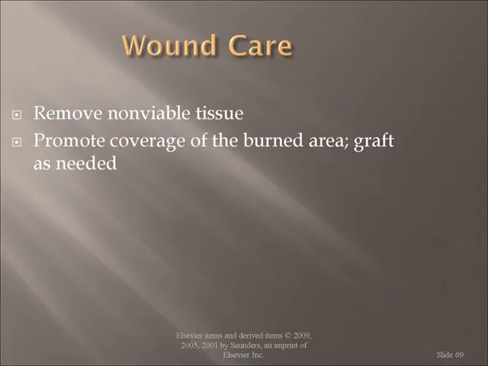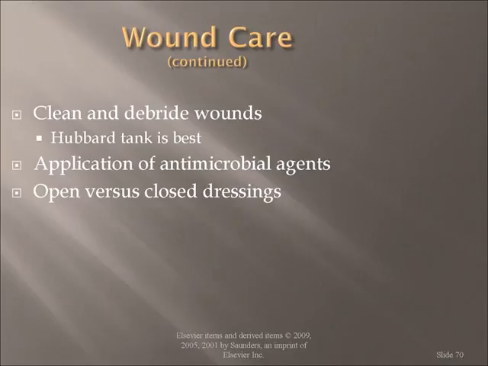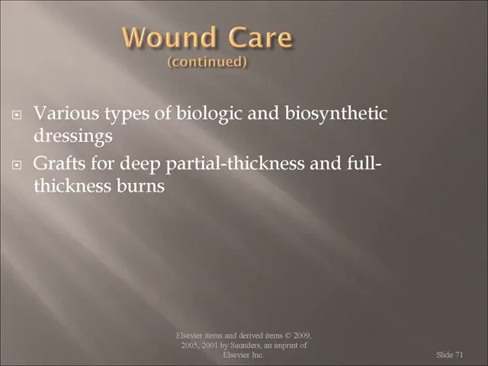So, wound care in burn patients: you're going to be removing non-viable tissue. This will help promote coverage of the burned area, and then skin grafts will be used as needed. When you're cleaning and debriding wounds, a Hubbard tank is the best way to do so. You're going to apply antimicrobial agents when you're doing this, and there are open dressings versus closed dressings. So be sure to look at that. There are now a variety of types of biological and biosynthetic dressings that they use for burn care.